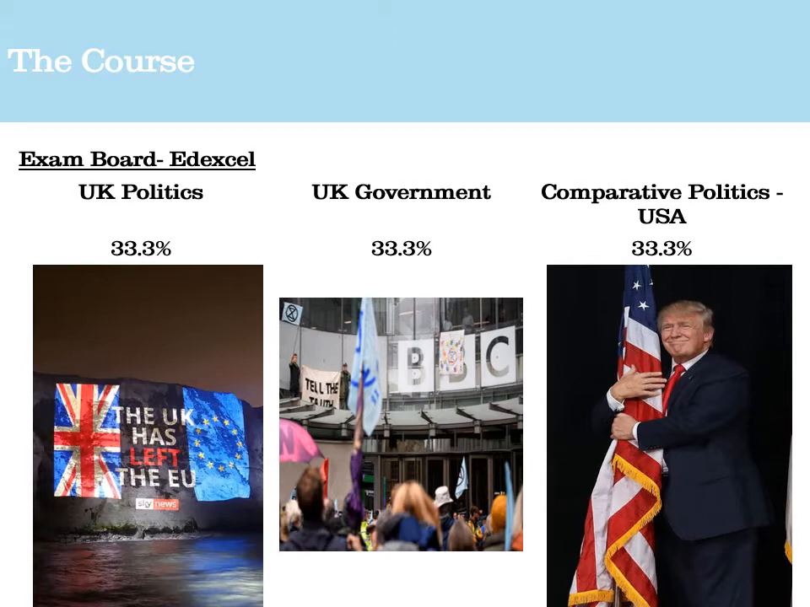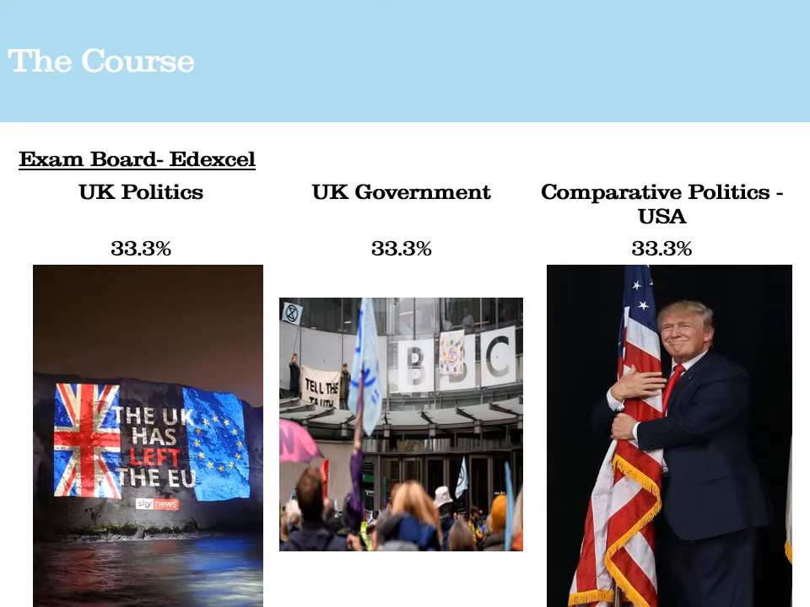The first paper, paper 1, covers UK politics and it also covers some core ideologies. Paper 2 covers the UK government as well as looking at another core ideology, which is nationalism. And then finally paper 3 details comparative politics, so you need to have a good understanding of American politics and at the same time be able to compare different features and processes to their UK equivalents.